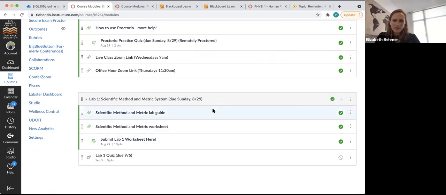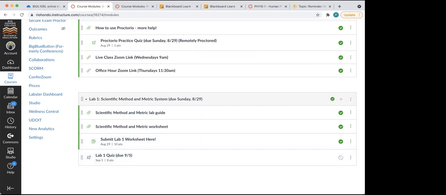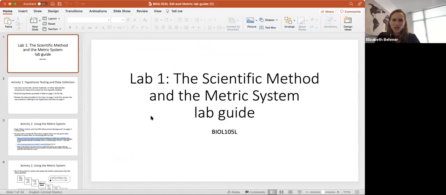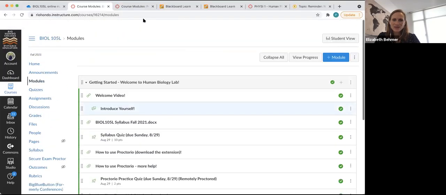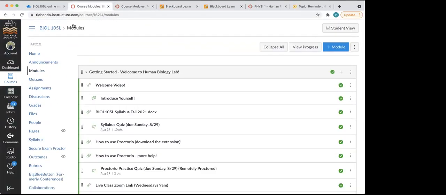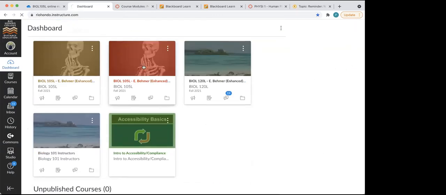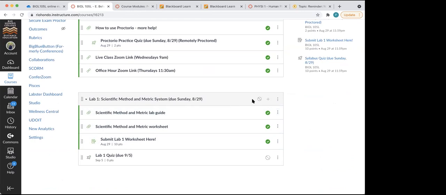I don't have a Lab One on yours? No, not on mine either. It says it's not published yet. Okay, let me double check this. Even under files, it says it's not published. I could see the files, but it's just not published.